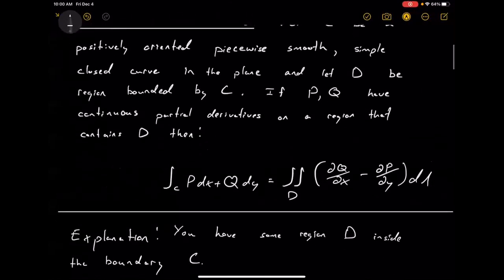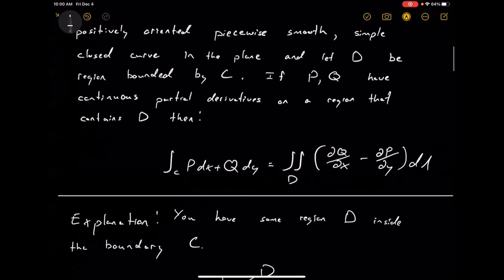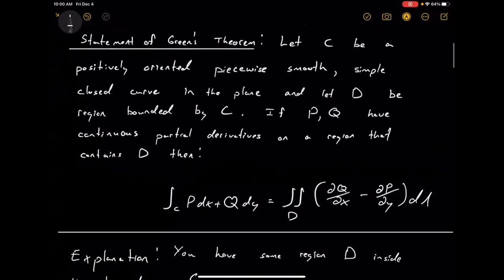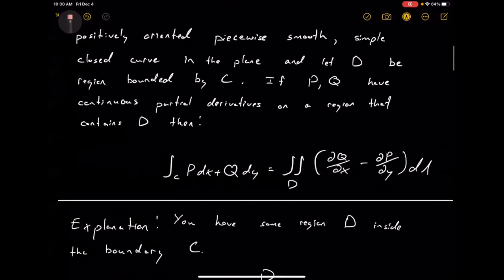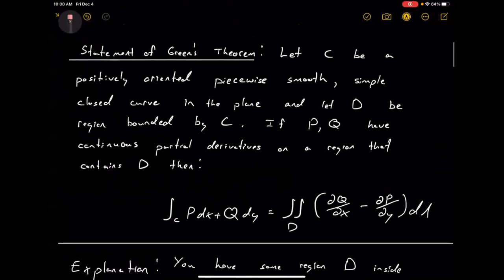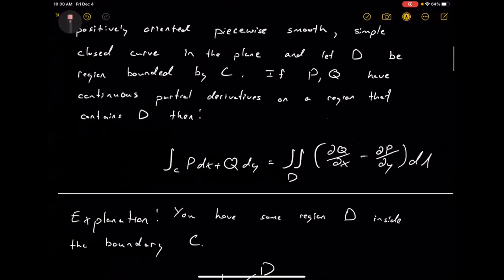Now, that's just set up. Now we're talking about a vector field, right? We have P and Q. So we have this line integral of a vector field. And what do we know? We know that these components of our vector field have continuous partial derivatives.